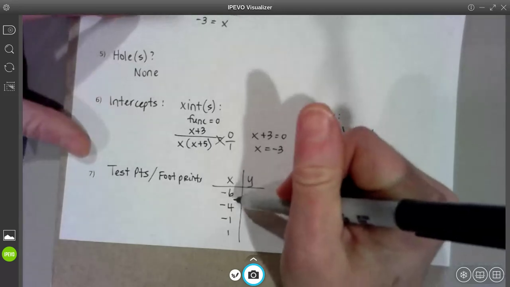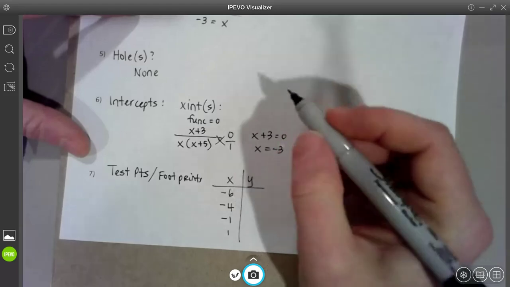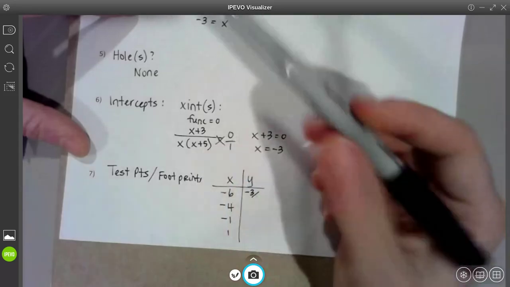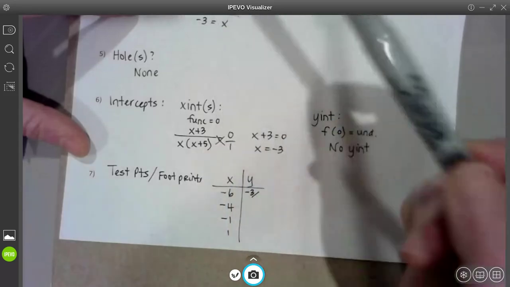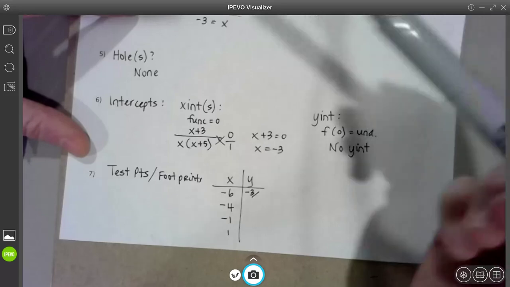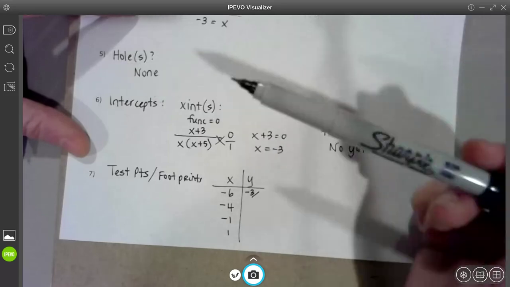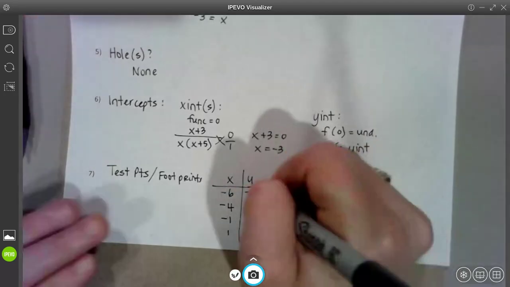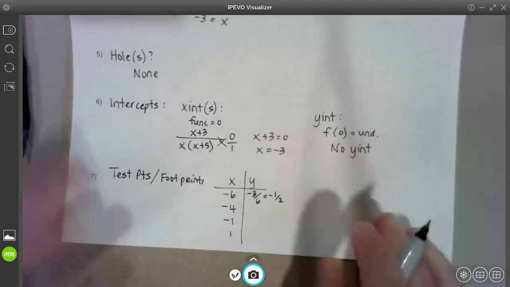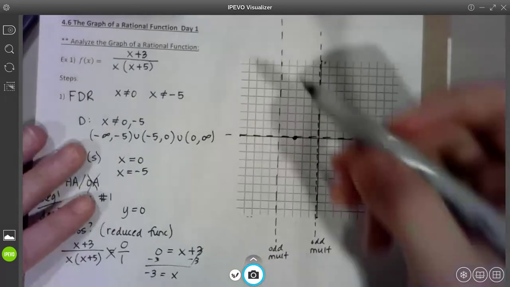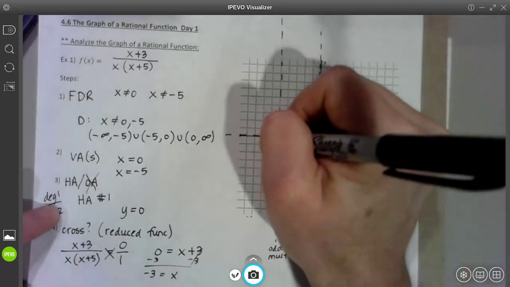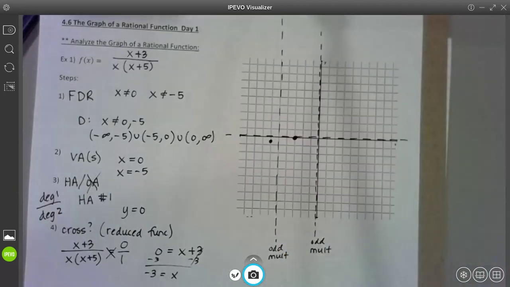All right, so guys, if you plug -6 into the original function, -6 plus 3 on top is going to be -3, over -6 times -6 plus 5, which is -1. So -6 times -1 is +6. Okay, and that reduces to -1/2. So now I know when x is -6, y is -1/2. So put a dot.